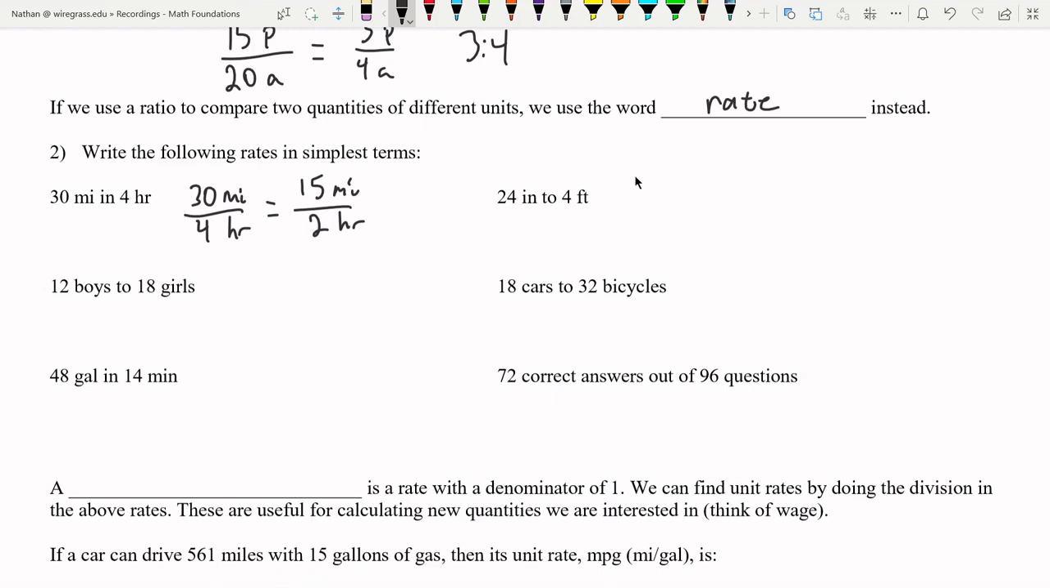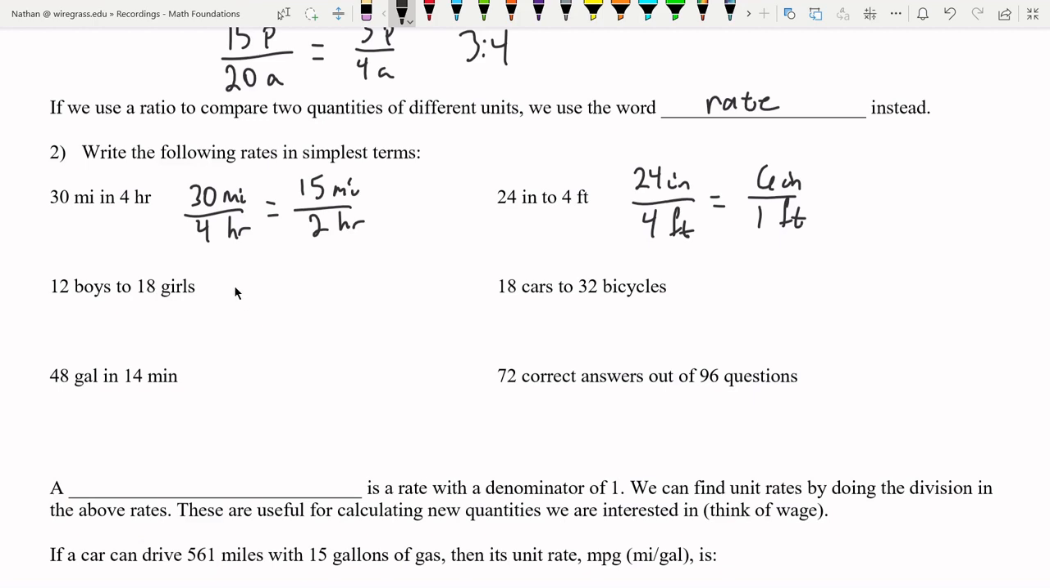In this case, we have 24 inches to 4 feet. Divide top and bottom by 4, I get 6 inches for 1 foot. Of course, 1 foot is 12 inches, so this isn't a conversion ratio. This is actually a different kind of thing, maybe two sides of a measurement on a machine, something like that. It could be a lot of different things.